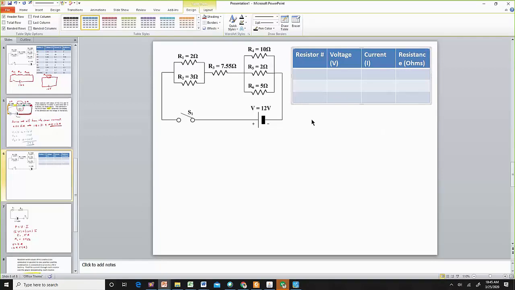For every single resistor in your picture, you must enter a value. So these are basically 1, 2, 3, 4, 5, 6. I have 6 resistors, and I'm just going to label them R1, R2, R3. They're already labeled for me through 6. And I also know their values because they're given here. So it's 2, 3, 7.55, 10, 2, and 5.